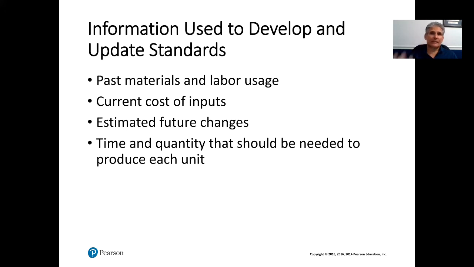Then we're going to estimate the future. If things change in the future, let's incorporate that into our standard cost. What we're trying to get is the time and quantity that should be needed to produce each unit. So we're going to use past information, current information, and future information based upon our best guess of the future.